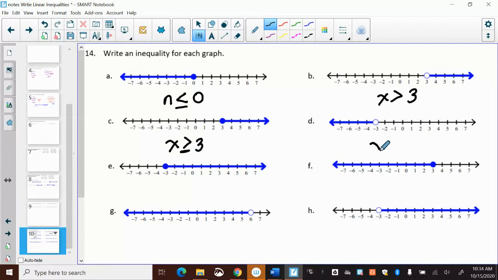And last one, x to the left means less than. Open circle means it's just less than, and then -3. And again, you guys can try these other ones on your own.